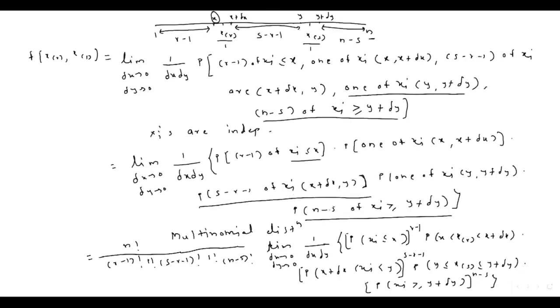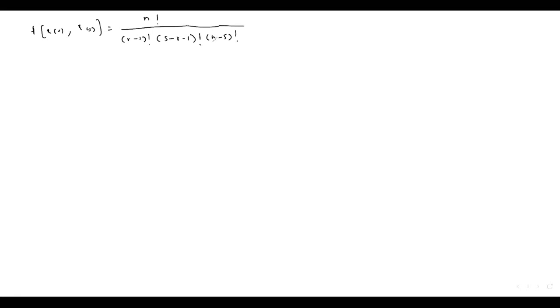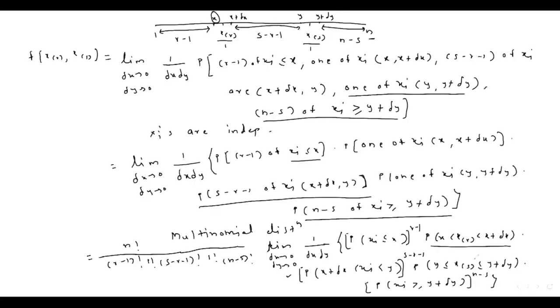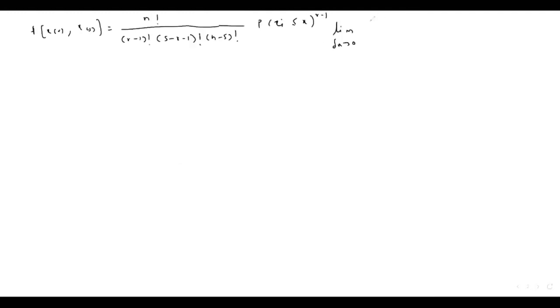Okay. Now, if you observe the first term, it doesn't contain delta x, so it comes out of the limit. I can write this as the probability of x of order i less than or equal to x, raised to the power r minus 1. All other remaining terms are in the limit. Let me write the first limit. In the second value, only delta x is present, so delta x tends to 0 only.